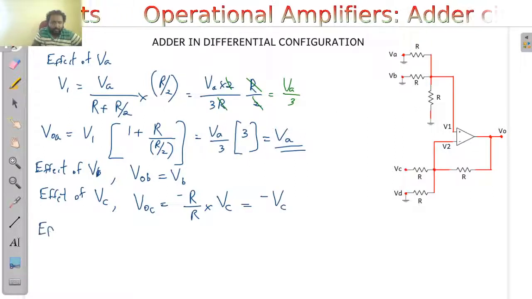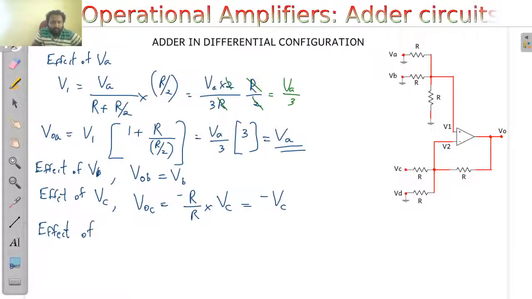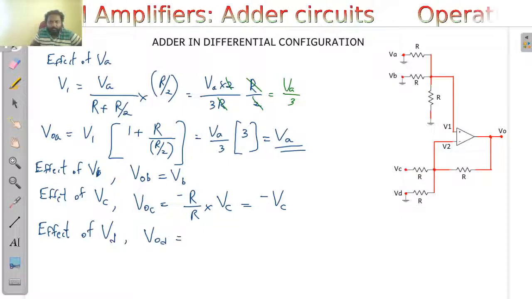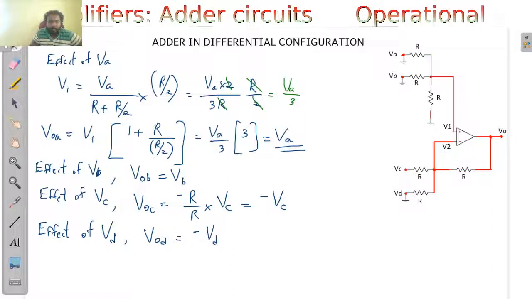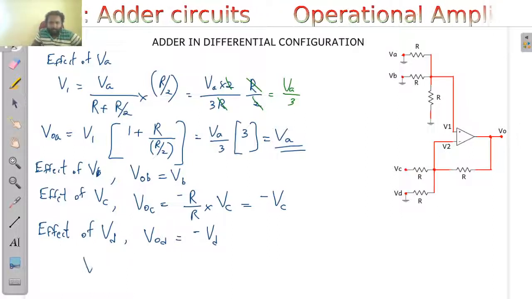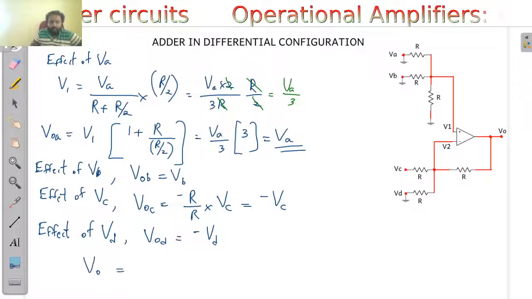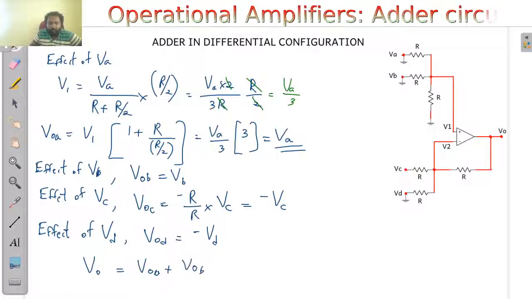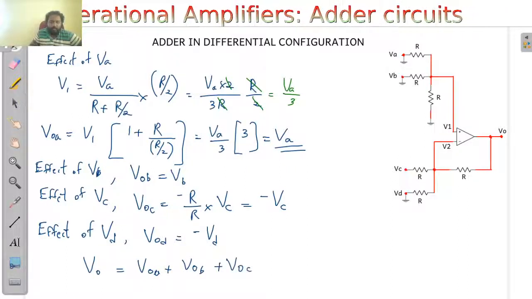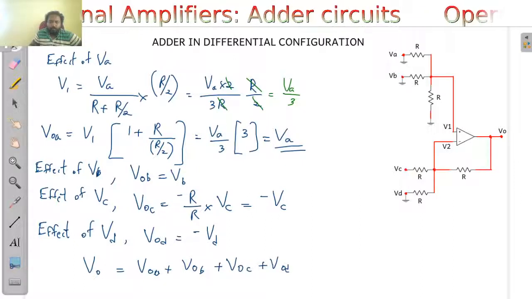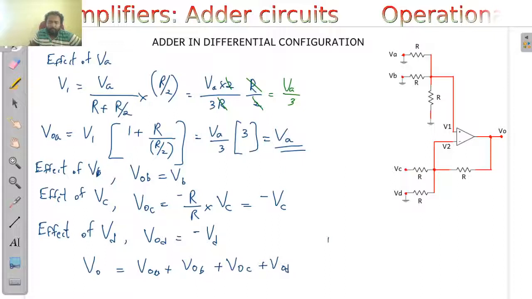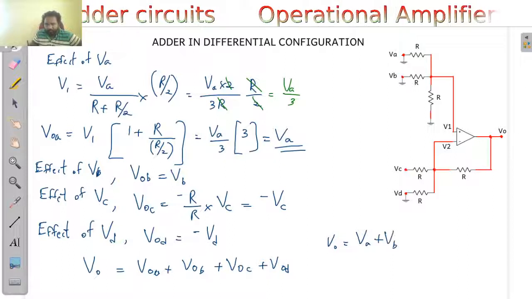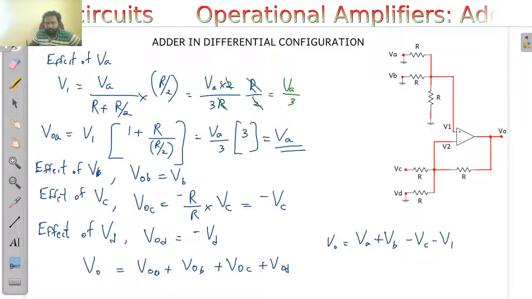By a similar argument, the effect of VD will also be similar to that of VC. So your VOD is equal to minus VD. The superposition of all these effects will give you the output voltage, which is equal to VOA plus VOB plus VOC plus VOD. Okay, and that is your output voltage, given by VA plus VB minus VC minus VD.